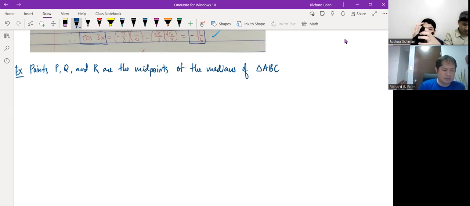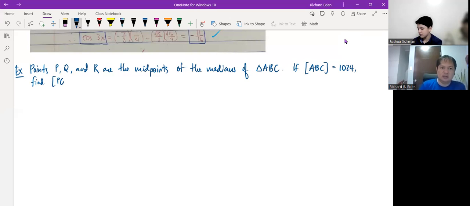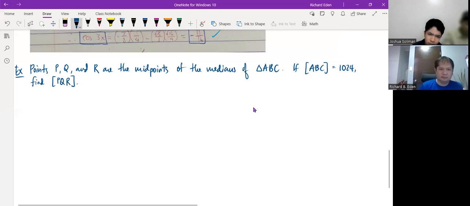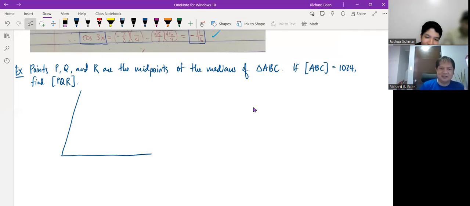So PQR are the midpoints of the medians of triangle ABC. If the area of ABC is equal to 1024, find the area of PQR. All right. What is geometry po without figures? So, well, we draw.